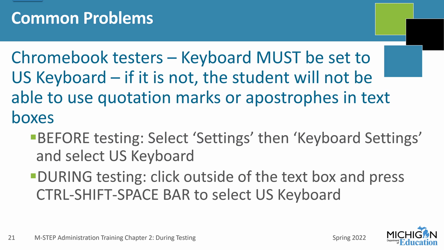Students testing on Chromebook who have the wrong keyboard setting, US International Keyboard, will not be able to use the quotation marks or apostrophes while in text boxes. To resolve this issue before testing begins, choose Settings in the Chromebook and then choose Keyboard Settings and be sure US Keyboard is selected. Have the student click outside of the text box, then press Ctrl, Shift, Spacebar, which will bring up the option to select the US keyboard setting.